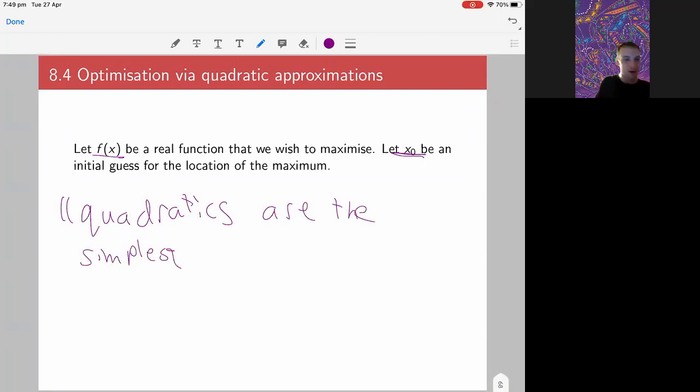If I told you I was going to write an exam and give you a function that I want you to maximize, and I told you that you could choose what the function is, you would always choose a quadratic because it's the easiest thing to optimize. The simplest function to optimize. Okay, so we take an initial guess. Now, how are we going to proceed?